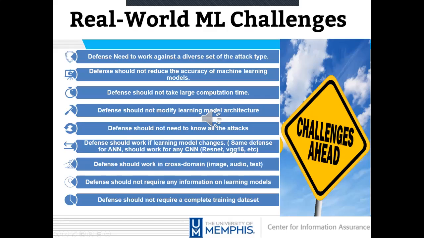We studied some use cases and we found out that our defense needs to work against a diverse set of attack types, and it should not reduce the accuracy of the machine learning model, and should not take large computation time. Defense should not modify learning model architecture. Defense should not need to know all the attacks. Defense should work if the learning model changes. Defense should work cross domain. Defense should not require any information on learning models. Defense should not require a complete training dataset. These are the requirements and feasibility for a defense technique to work on a machine learning model.